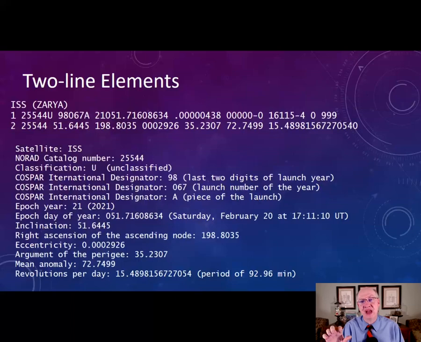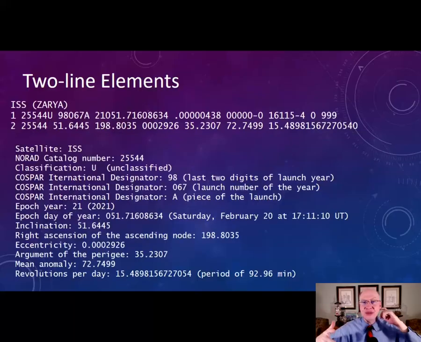The point here is not printed. It's assumed because all eccentricities have to be less than 1, so they all have to begin with a decimal point. So the decimal point is just assumed to be there. So it's 0.0002926. 35 degrees here, 0.2307, that's the argument of the perigee. The 72 is the mean anomaly, where the satellite is in its orbit. And then the last one, down here, is the one that tells you the size of the orbit.